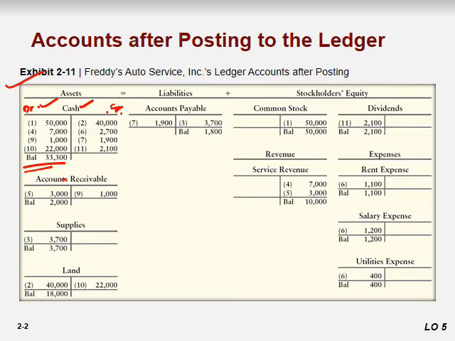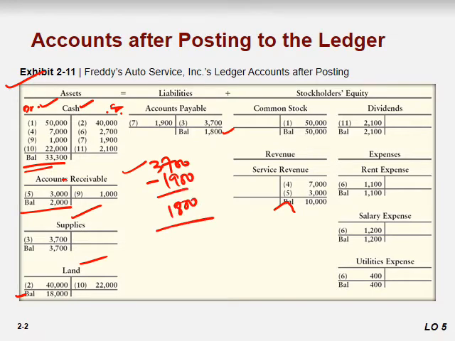Similarly, accounts receivable right side, which is debit side, is greater. Supplies right side is greater. Land right side is greater. How much? 18,000. Accounts payable left side, which is credit side, is greater. Where did this 1800 come from? 3700 minus 1900. Answer is 1800, right? So it means the credit side is 1800 greater than the debit side.